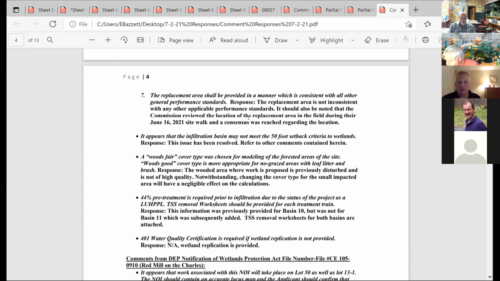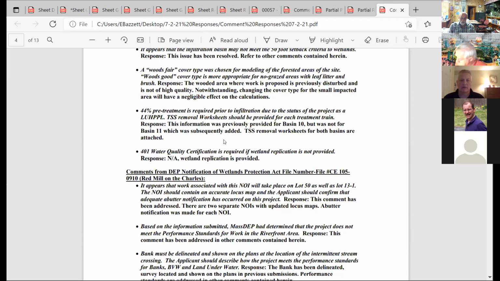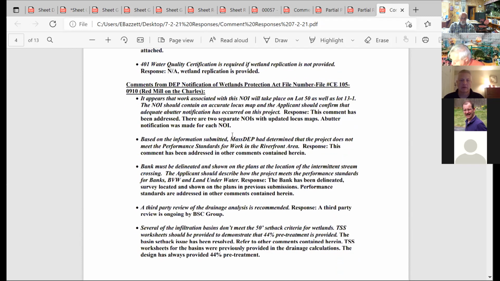The TSS, it looks like you've provided that information. We did. Water quality certification is not required. I'm going down my list and I've got a check next to all of the items. So from the commission standpoint, it's looking good.